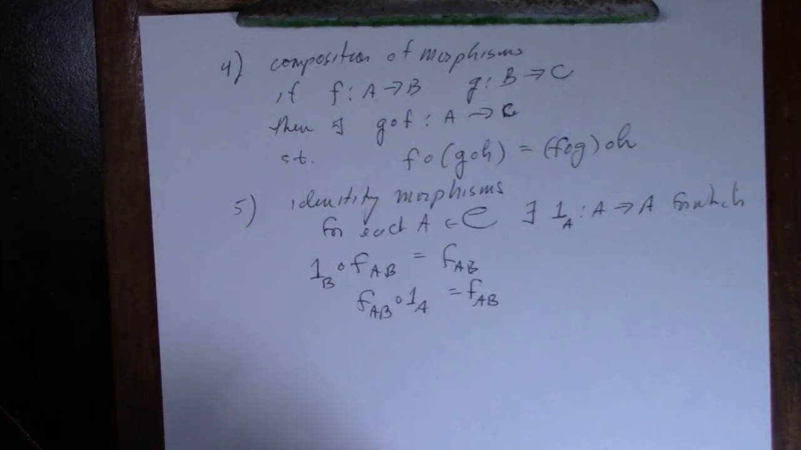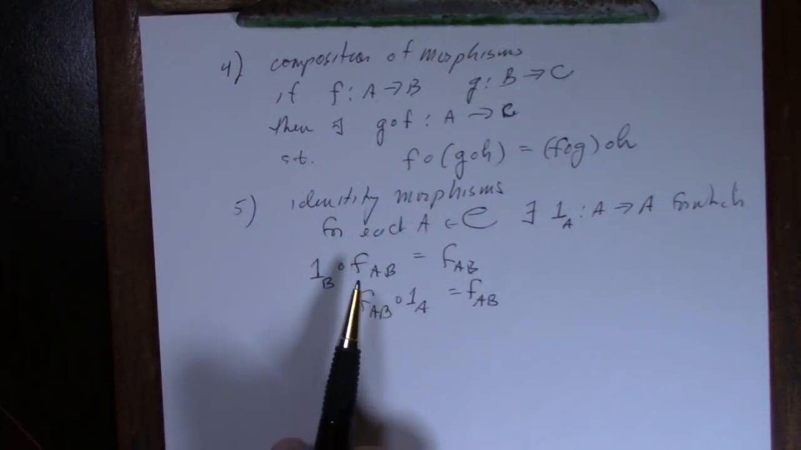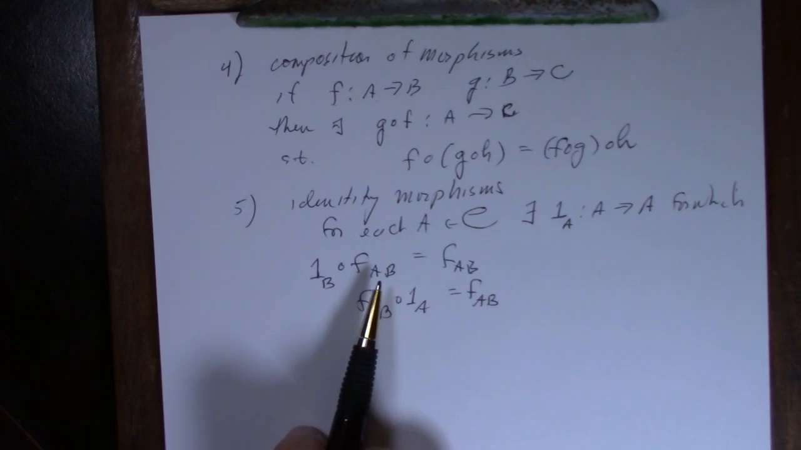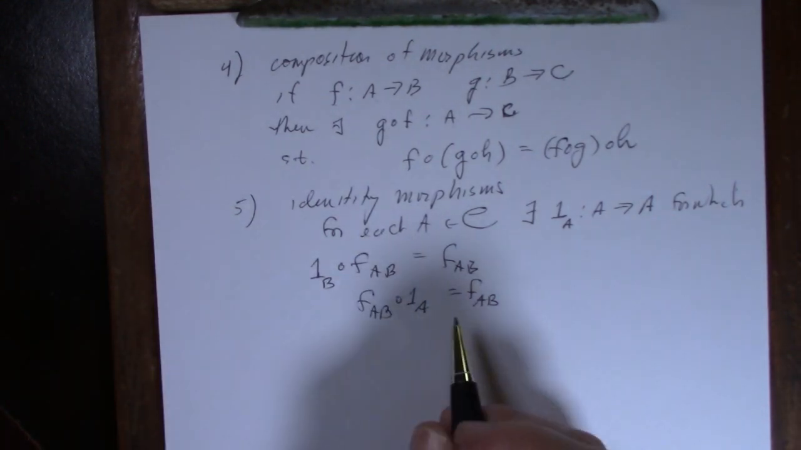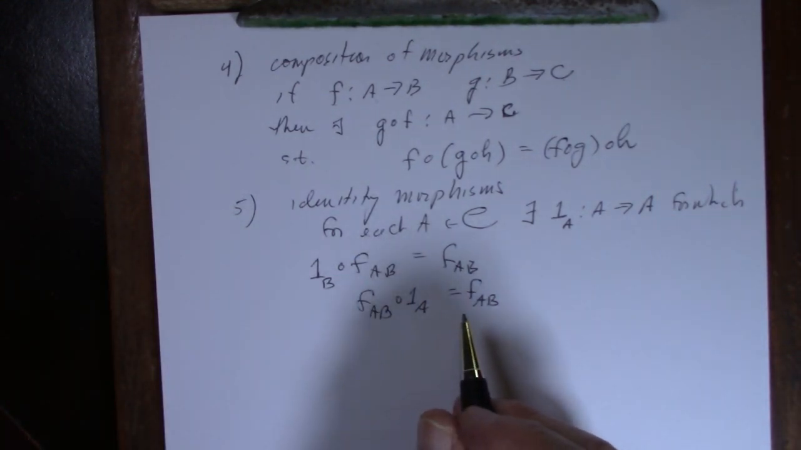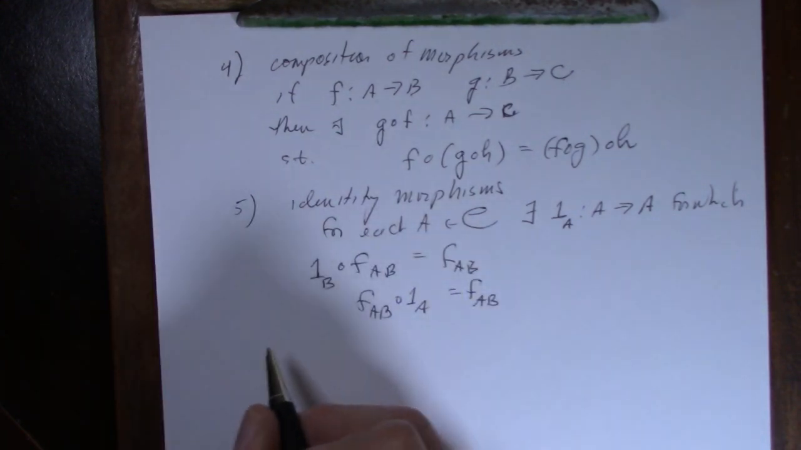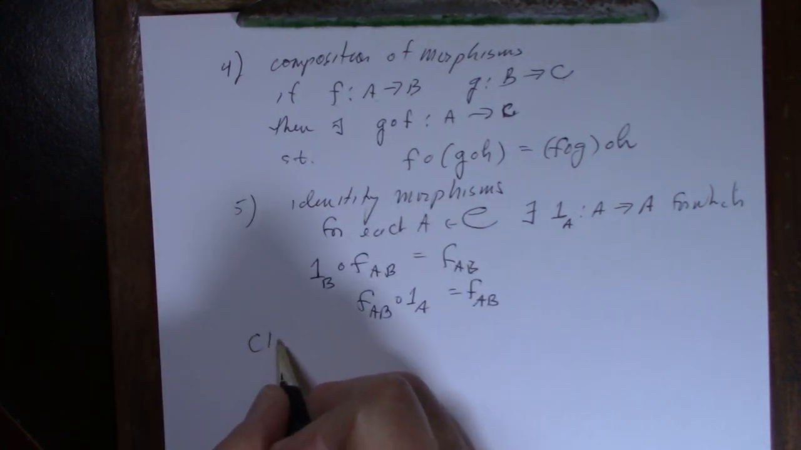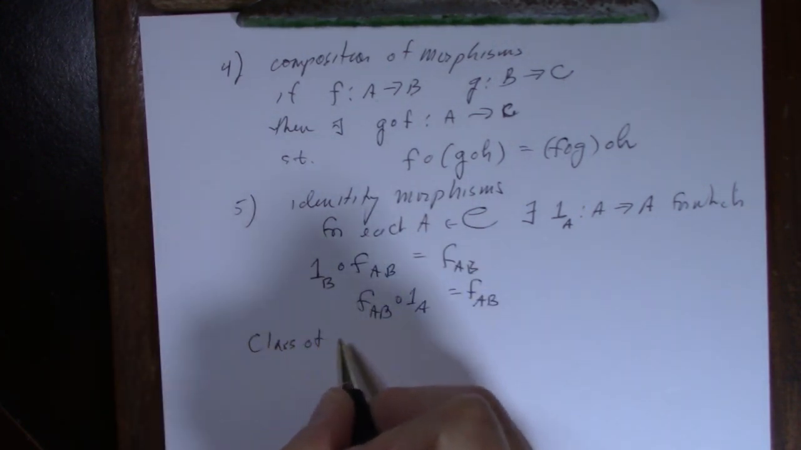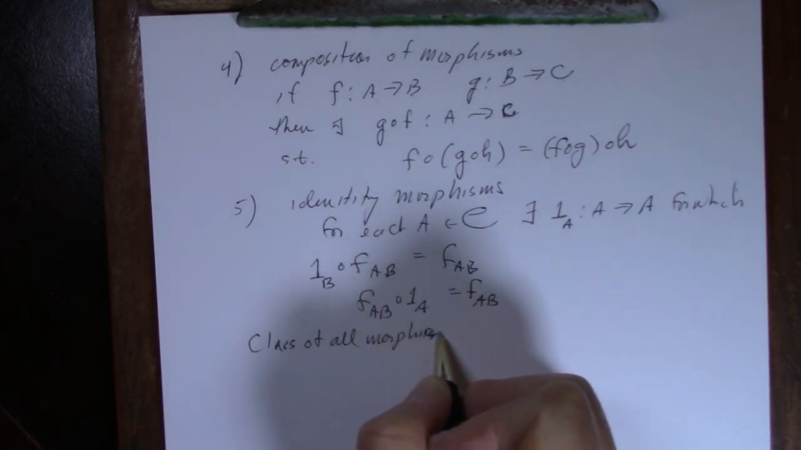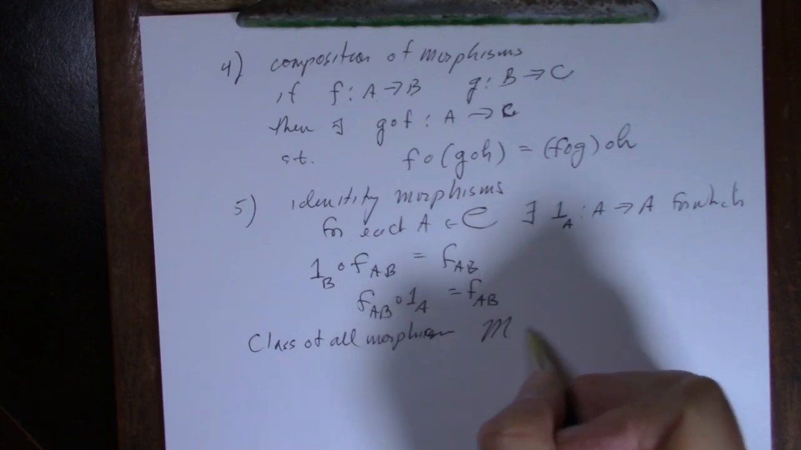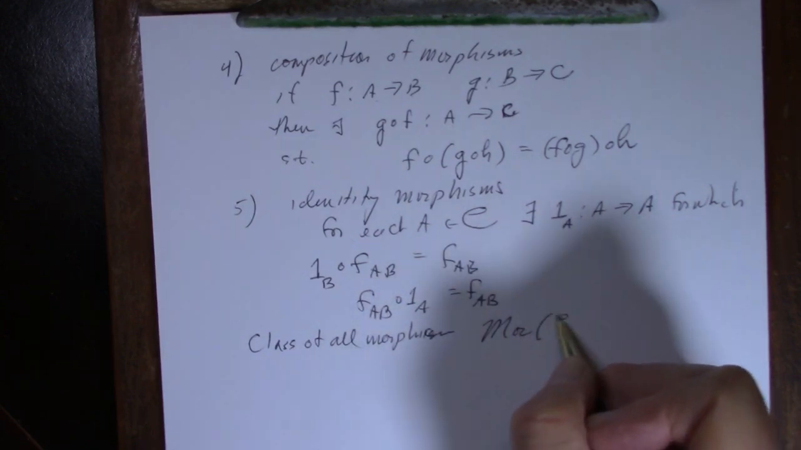Here's an example where I like that subscript notation, which I don't see very often. In fact, I'm not sure I've seen it anywhere else. But it does seem to be useful in situations like this. The class of all morphisms I will denote by MOR of C.